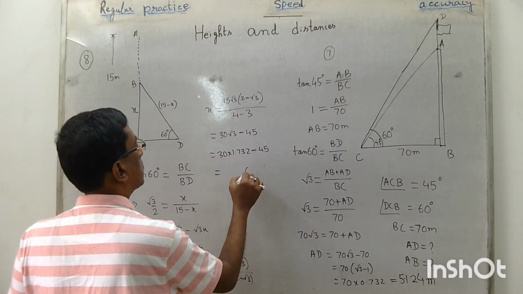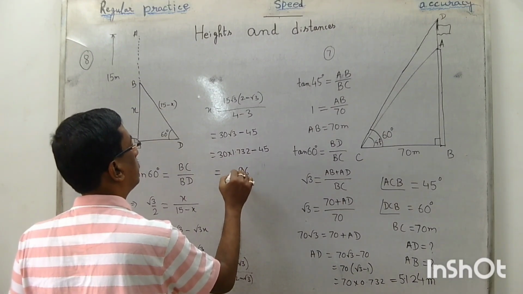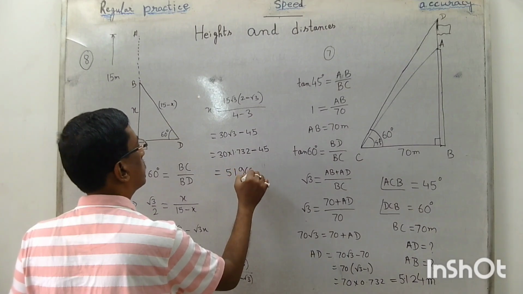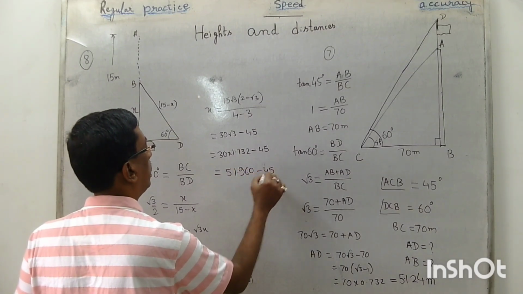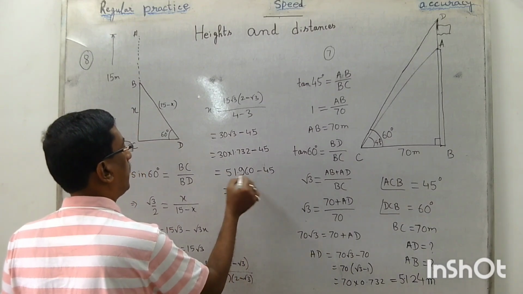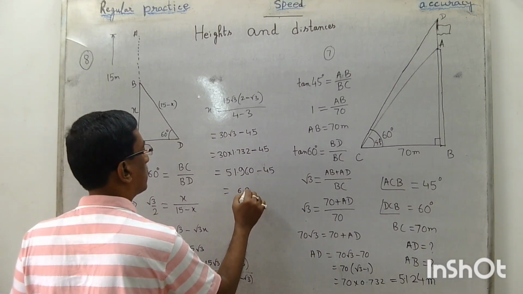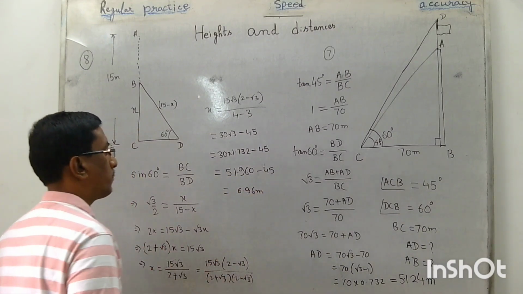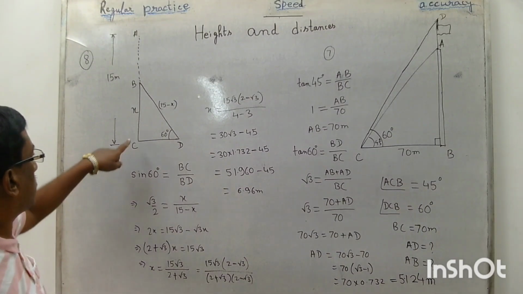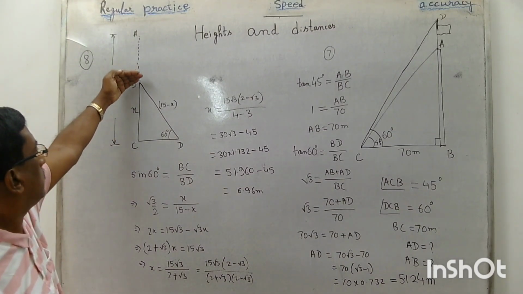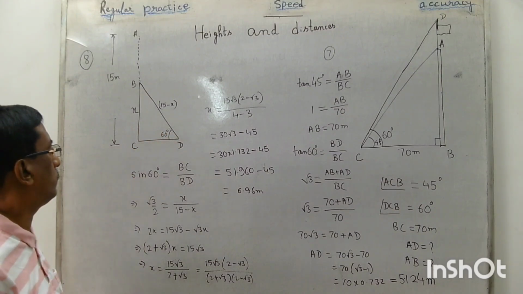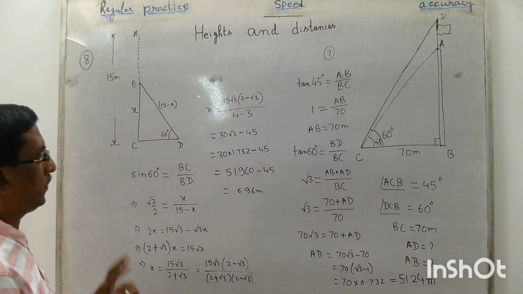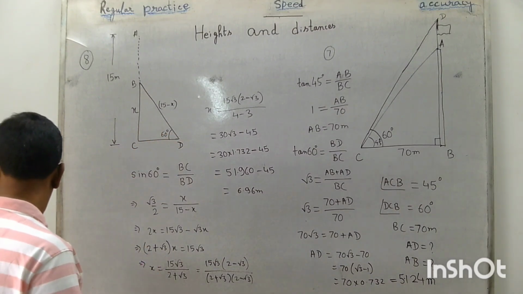3 2 ja 6, 3 3 ja 9. 3 places decimal, 45. So 5 here, 6.96. That means at a height of 6.96, this tree has broken down and the top touches the ground. Clear? So this is all about question number 8.